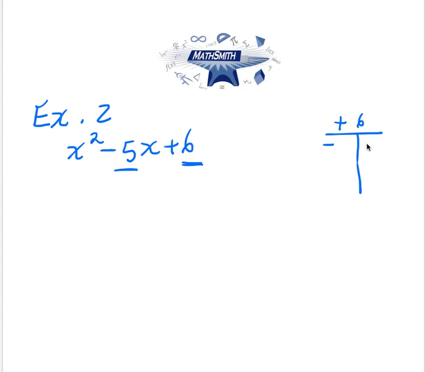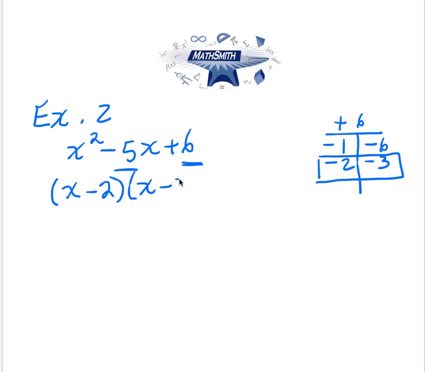And so you know you're going to have 2 negatives. And again, you can go 1 and 6, right? Well, that's a negative 7. That's not going to do it. And then you got negative 2 and negative 3 that will multiply into positive 6, but combine into negative 5. So these are going to be the factors that you're going to use. So this quadratic trinomial is going to factor into x minus 2 times x minus 3.